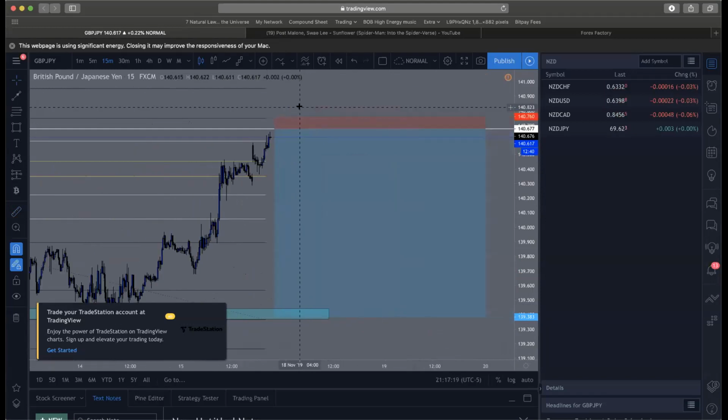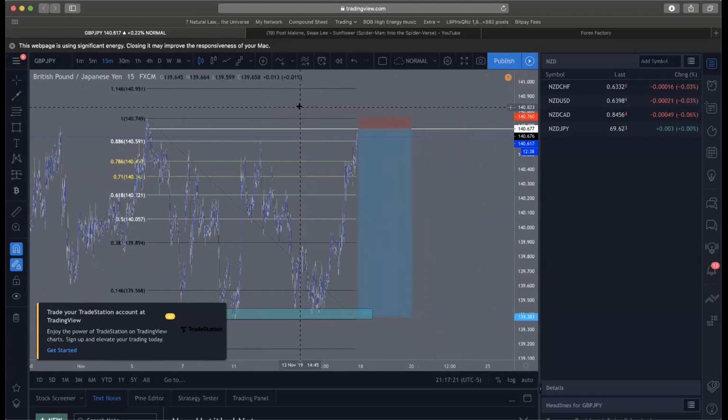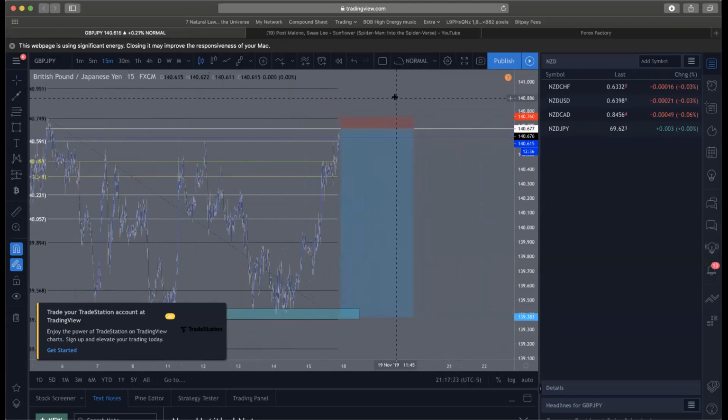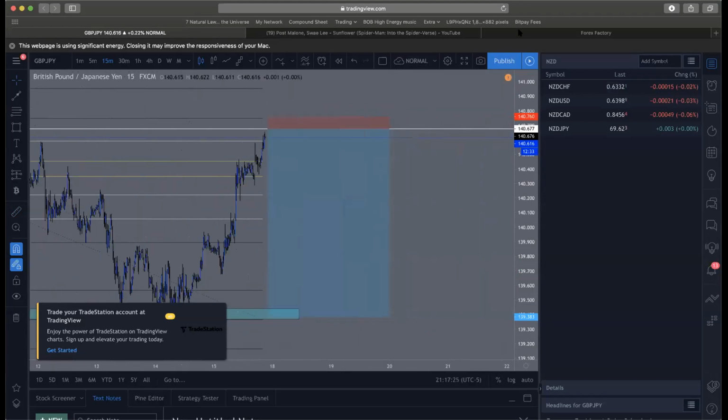With a 10 pip stop loss, you have a very, very nice risk to reward in here. So hopefully you guys marked out your charts the same way.